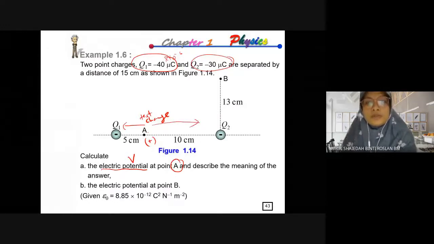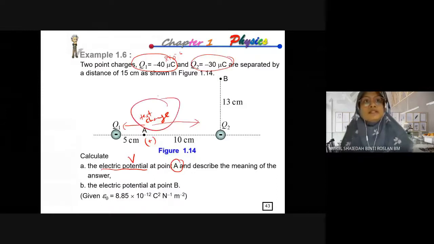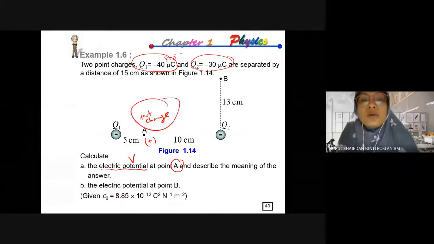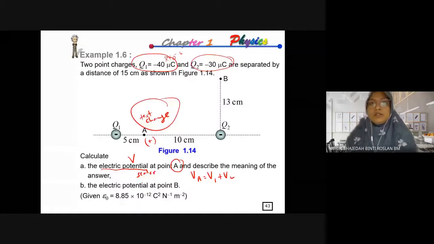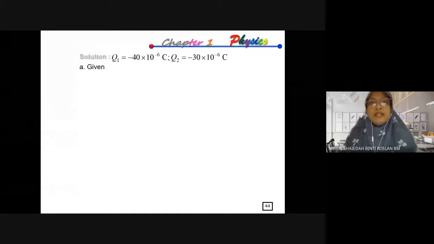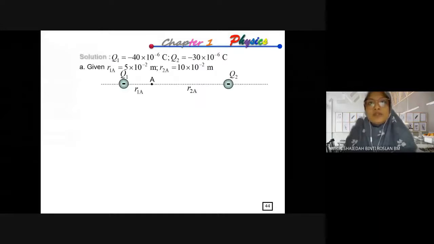So you don't need to draw its direction. Why? Because it doesn't care about the direction, because it is a scalar. So how many movements for VA? There are 2. So you just do VA equals V1 plus V2. Why V1 plus V2? Because it can move on V1 and V2. So what do you do? You just add V1 and V2. No, you don't draw the arrow. For E and F you have to draw arrows, this one you don't need to. You just add.